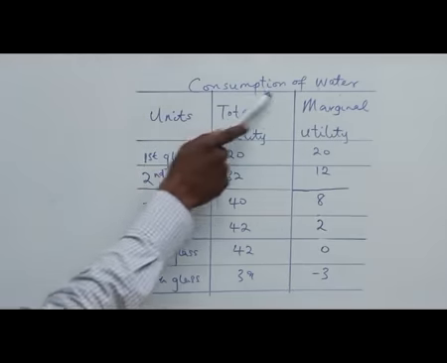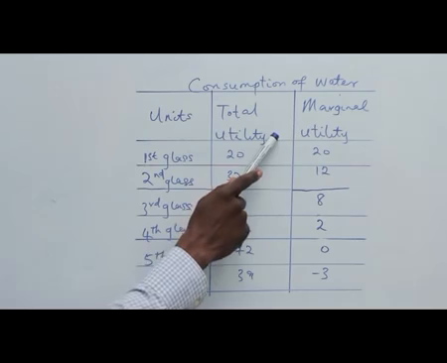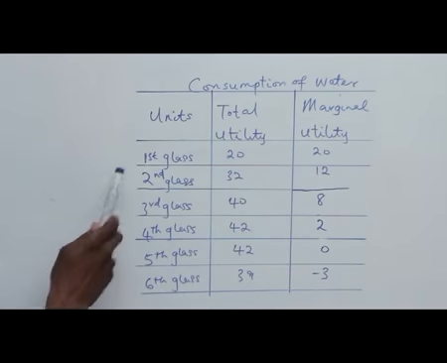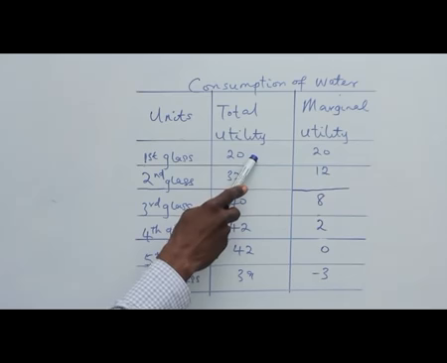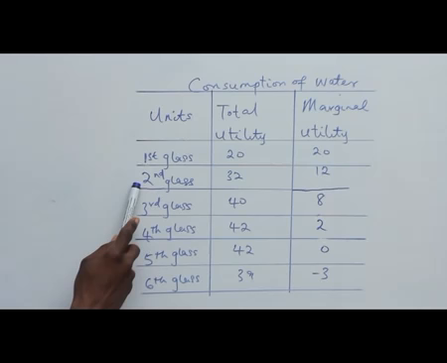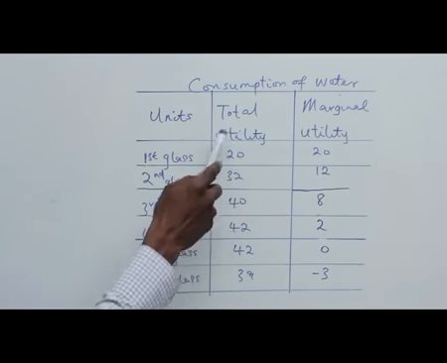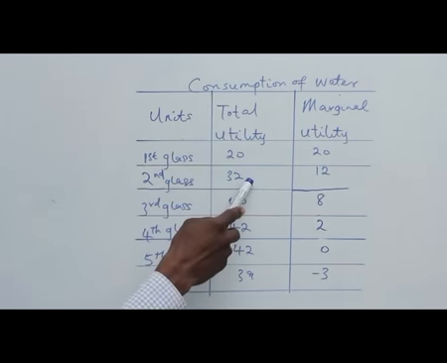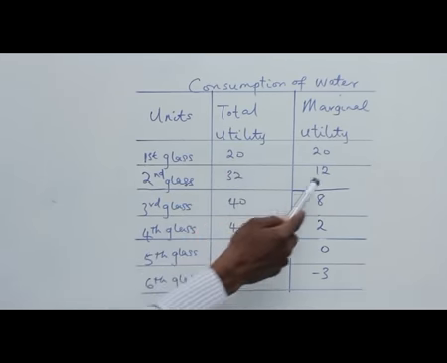Now, we are going to look at the relationship between total utility and marginal utility, using this schedule of the consumption of water. Take for instance, units, total utility, marginal utility. For the first glass of water, the total utility is 20. The change, the marginal utility, will be 20. But the second glass of water gives 32. That is, the summation from the first glass to the second glass happens to be 32 in terms of measurement. The change between the first glass and the second glass happens to be 12.